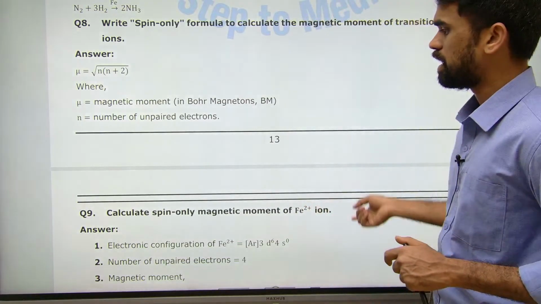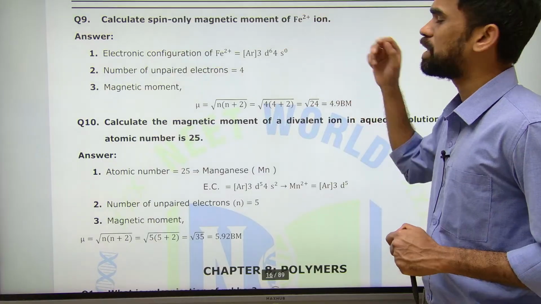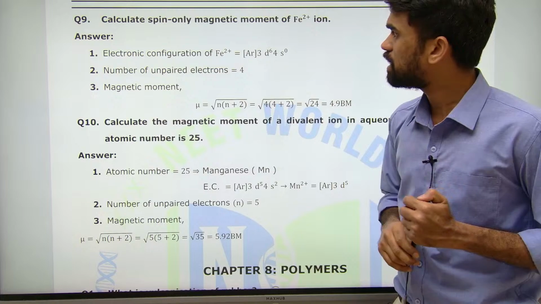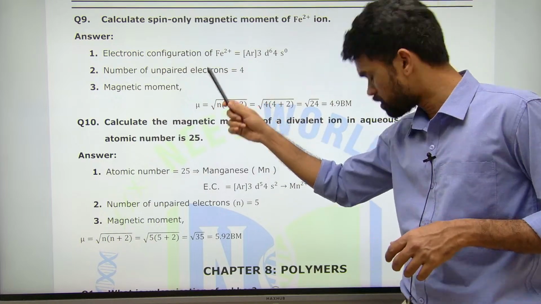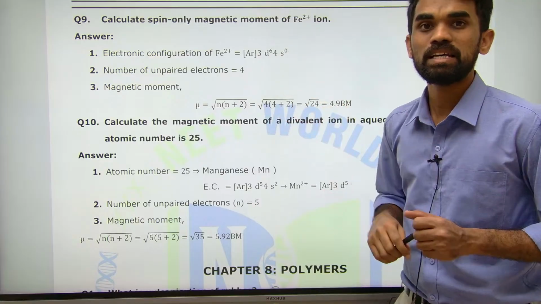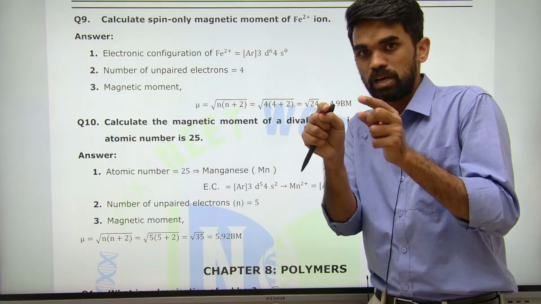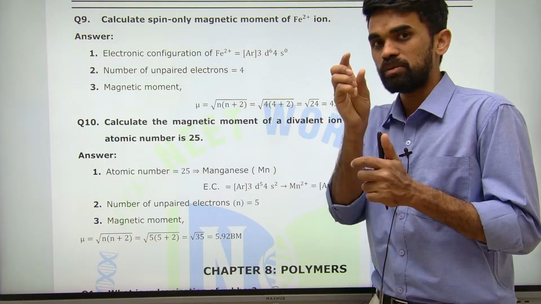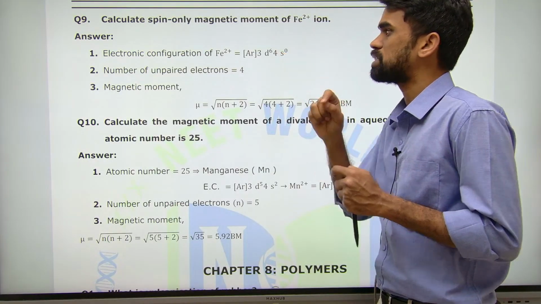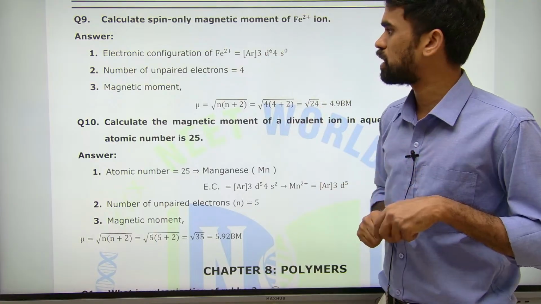Right. Next, we have: calculate the spin only magnetic moment for the Fe2+ ion. So how can we calculate this? The electronic configuration for Fe2+ is 3d6 4s0. What is the iron atomic number? 26. If we remove 2 electrons from the 4s orbital, it becomes Fe2+, and we will have the 3d6 4s0 electronic configuration, right?